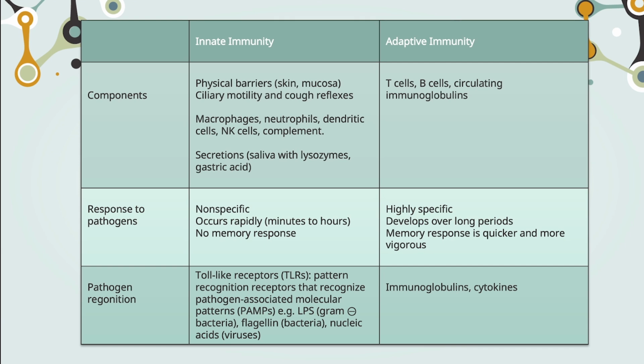Now, this happens from toll-like receptors. So toll-like receptors are pattern recognition receptors. That means they recognize different proteins or different molecules in bacteria via these toll-like receptors. Now, let me give you a specific example. So, toll-like receptors can recognize pathogen-associated molecular patterns or PAMPs.